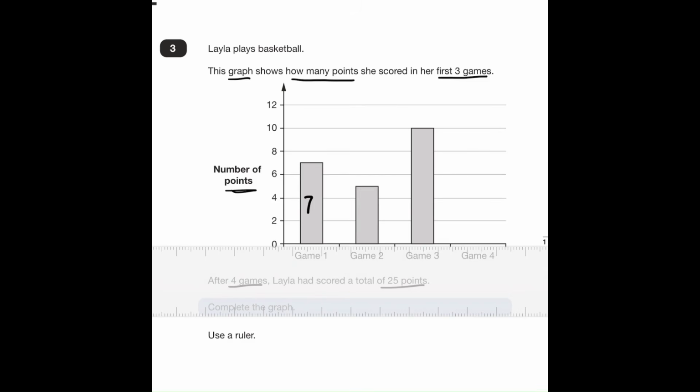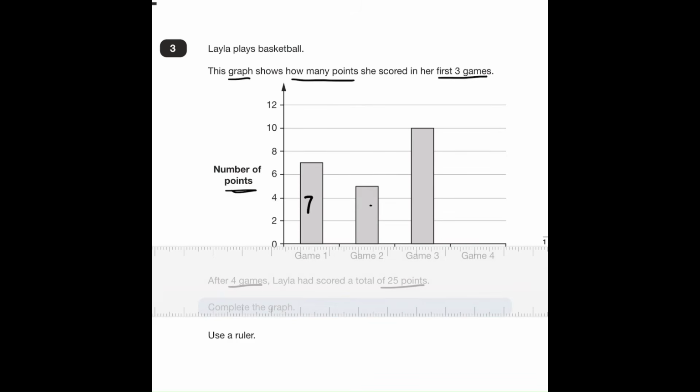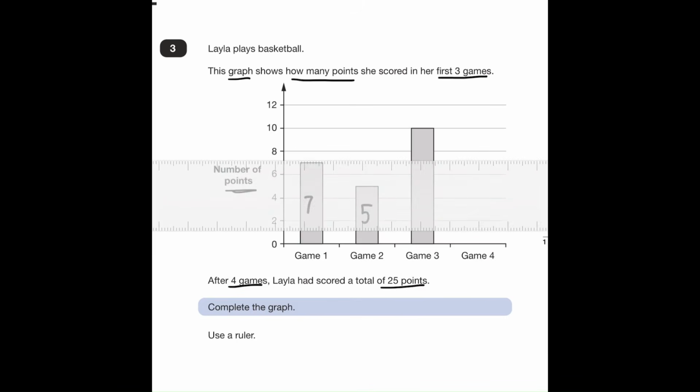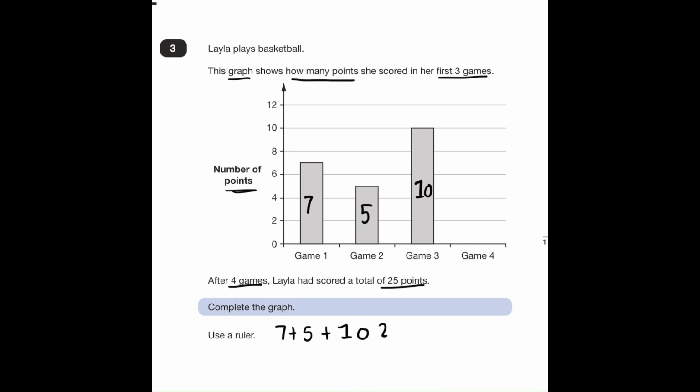So I can see that in game 1 she scored 7 points. In game 2 she scored 5 points. And in game 3 she scored 10 points. So 7 plus 5 plus 10 is equal to 22 points. We know that she scored a total of 25 points. So we need to do 25 minus 22, which is equal to 3. So we know in game 4 she scored 3 points.